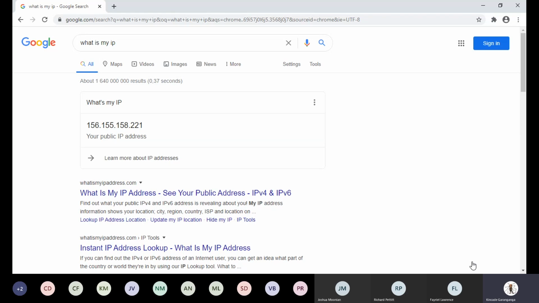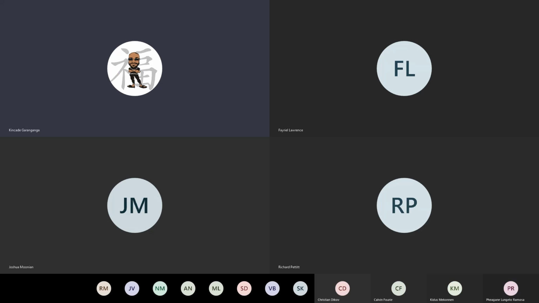So 155.158.221. That's the public IP address that I'm actually using from my ISP that enables connectivity as far as the internet space is concerned. So that's how NAT typically functions.